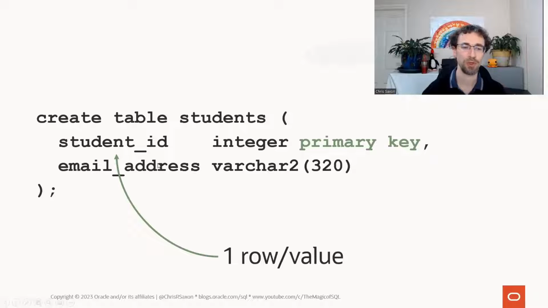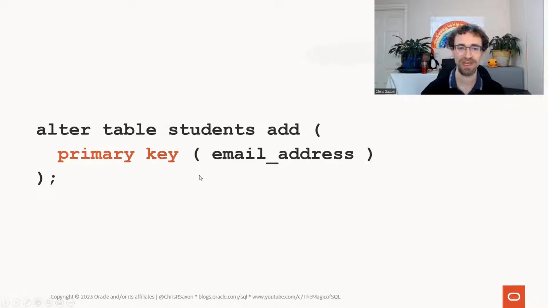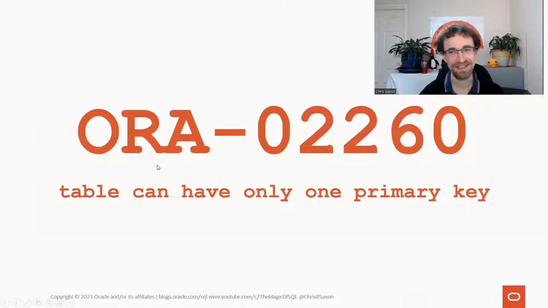So what happens if we try and declare that as a primary key? So we've got a primary key on student ID. What happens if we try and make the email address a primary key as well? Well, we can do that with an alter table. So we can define these when creating the table, or we can add them after the fact with alter table, and we've got our primary key here. And you see I've marked it in red. Why have I marked it in red? Well, it's going to fail. It's going to fall over in a big heap, because a table can only have 1 primary key.